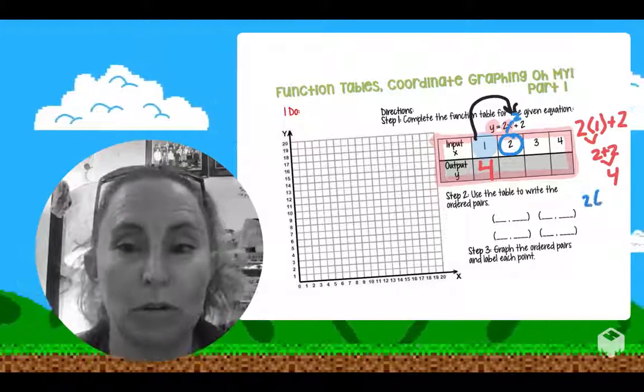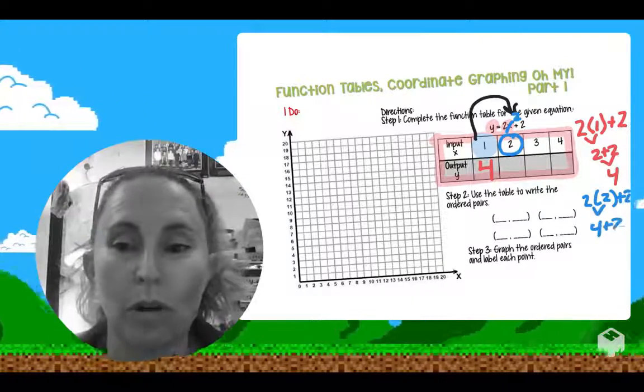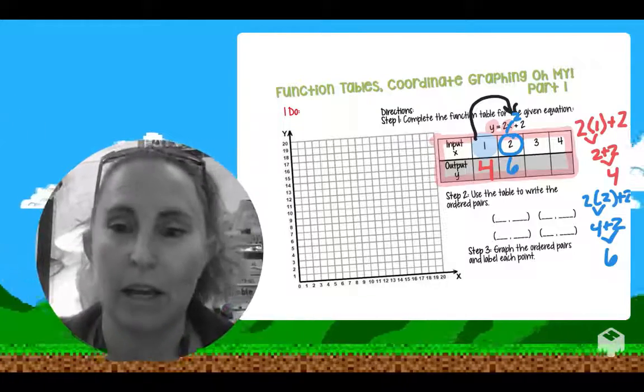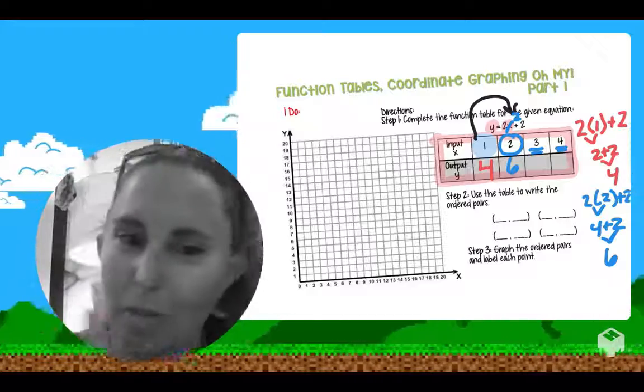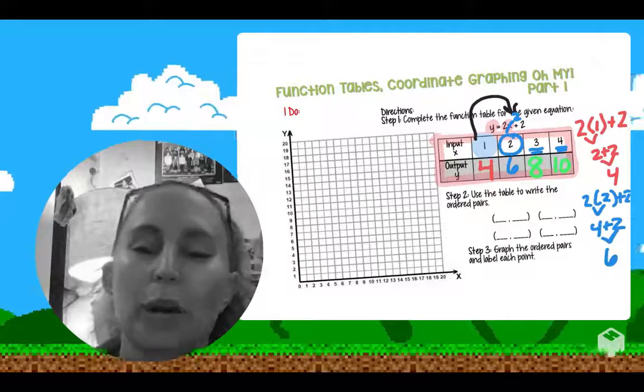Two groups of 2 would be 4. There's an implied multiplication there. And 2 more would give me 6. So when 2 comes in, 6 comes out. And I would do that same procedure for my last two values. I just did it. And I'm going to get 3 comes in, 8 comes out, 4 comes in, 10 comes out.